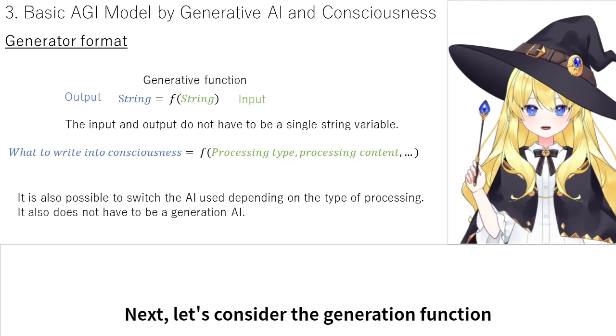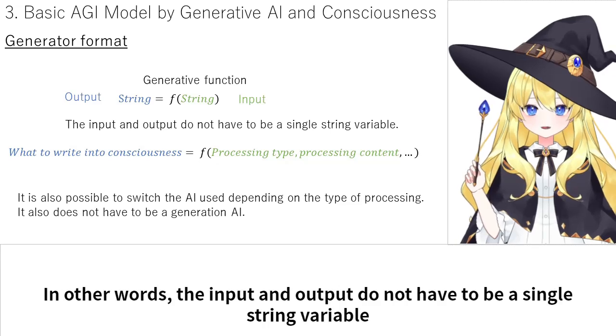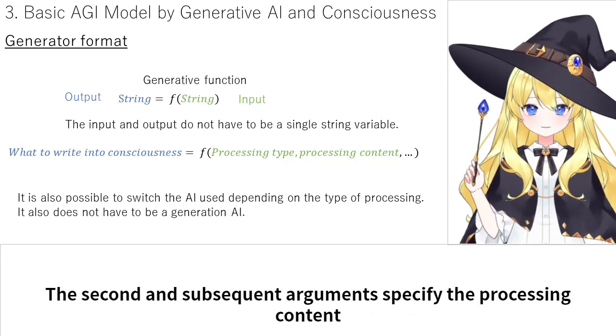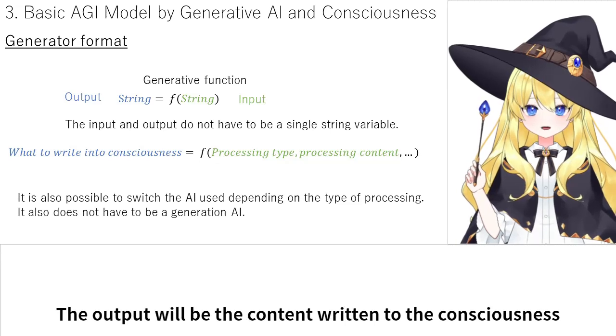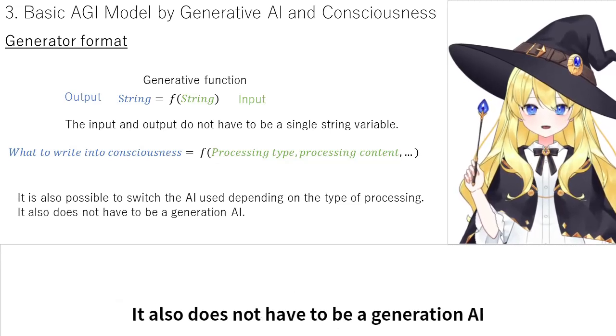Next, let's consider the generation function. You can use a generation AI, but it doesn't have to be in chatbot form. In other words, the input and output do not have to be a single string variable. For example, the first argument specifies the processing type. The second and subsequent arguments specify the processing content. The output will be the content written to the consciousness. It is also possible to switch the AI used depending on the type of processing. It also does not have to be a generation AI.